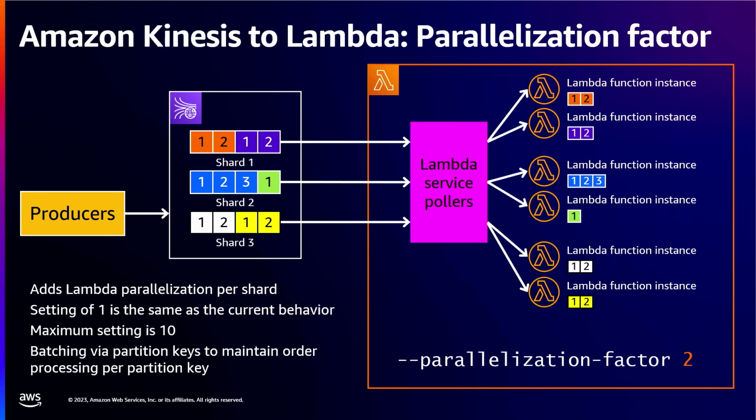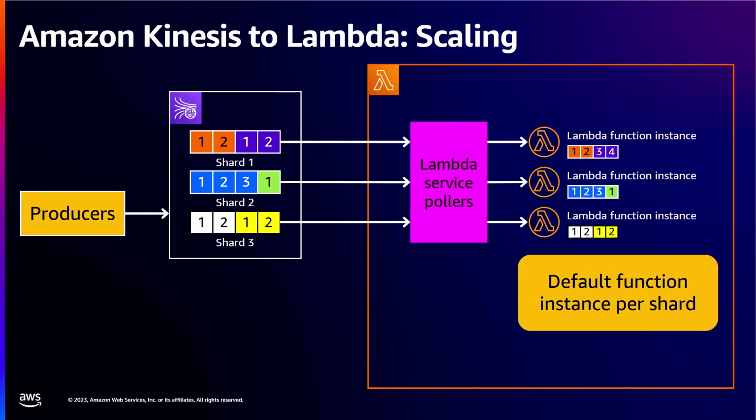And this is going to set how many Lambda functions can process each shard. And you can actually configure this up to a number of 10. In this example, we're just using a parallelization factor of 2. And so this means you're going to double up your processing. Batching is still going to happen via the partition keys to maintain the order per partition key. That's going to be useful to know. So this is a really easy way to scale out processing on the Lambda consumer side without having to do anything on Kinesis.